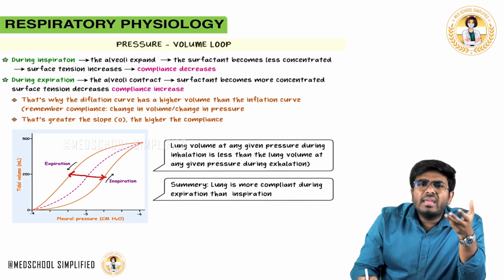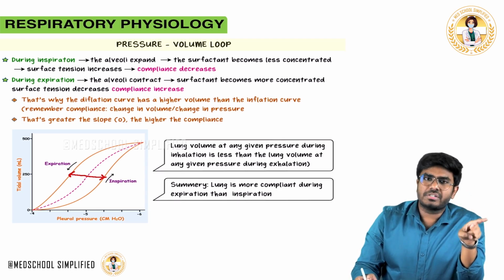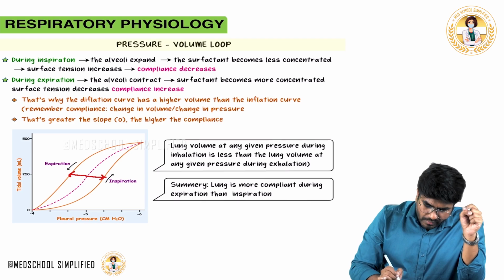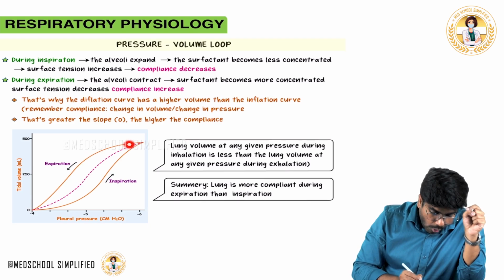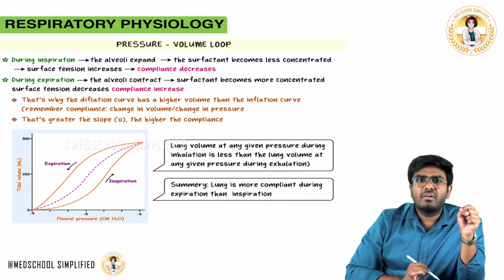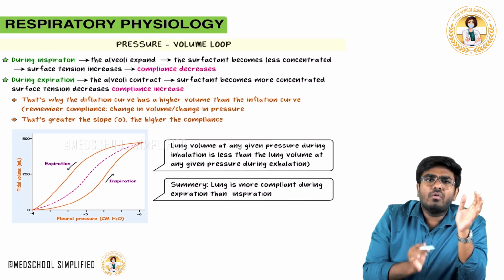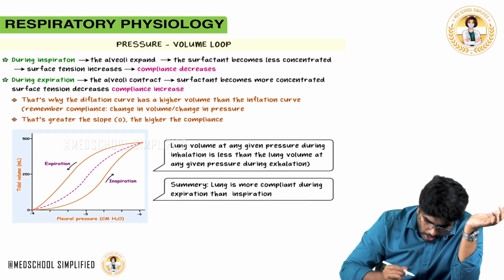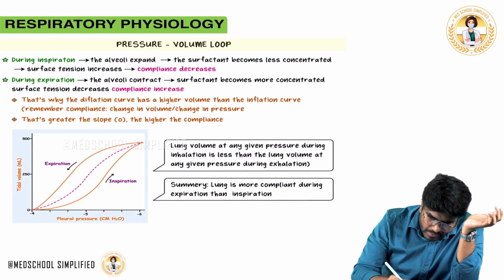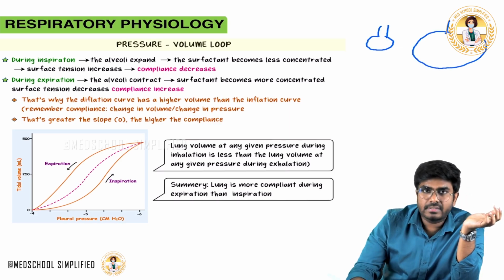Now we will discuss why the lung compliance is different during inspiration and during expiration. From this graph we can clearly see the compliance of lung during expiration is more than inspiration. Why is it so? First we will see what happens during inspiration. We all know that during inspiration alveoli are going to expand. Alveoli are expanding like this.